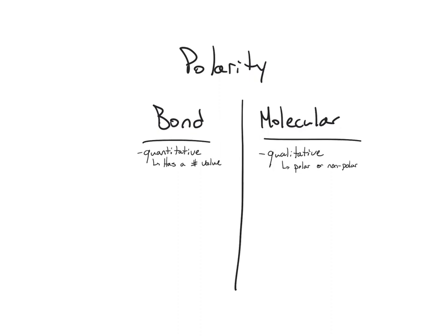Bond polarity is dependent on differences in electronegativity. Molecular polarity is dependent on the molecular shape. And now hopefully you know the difference between a bond polarity and a molecular polarity.